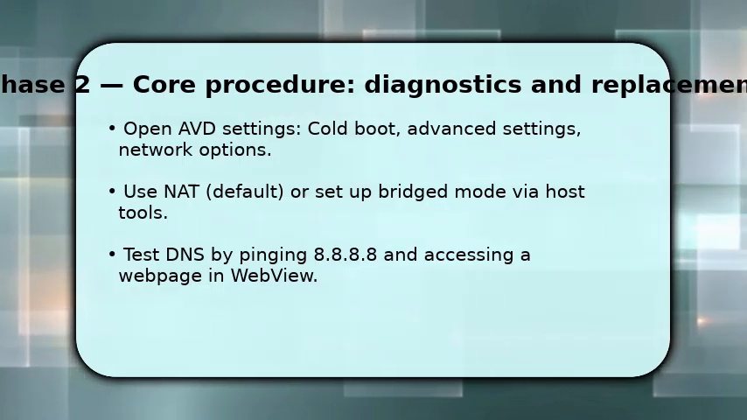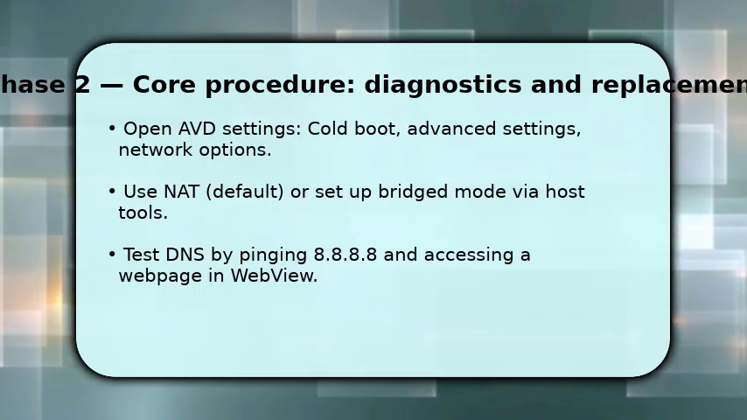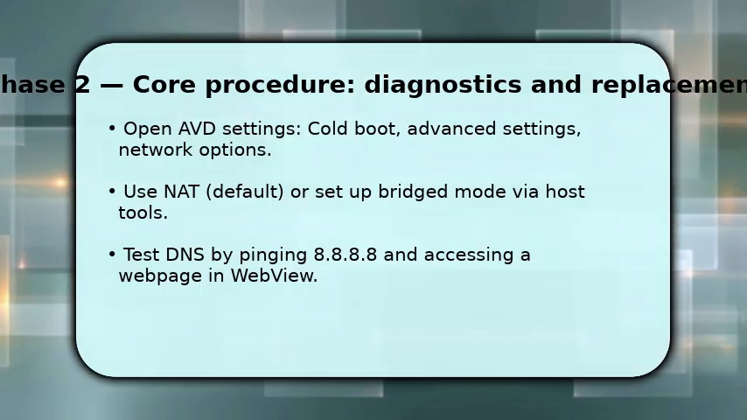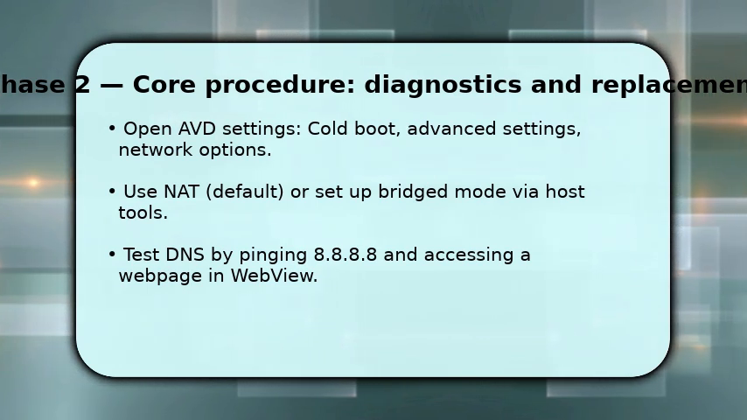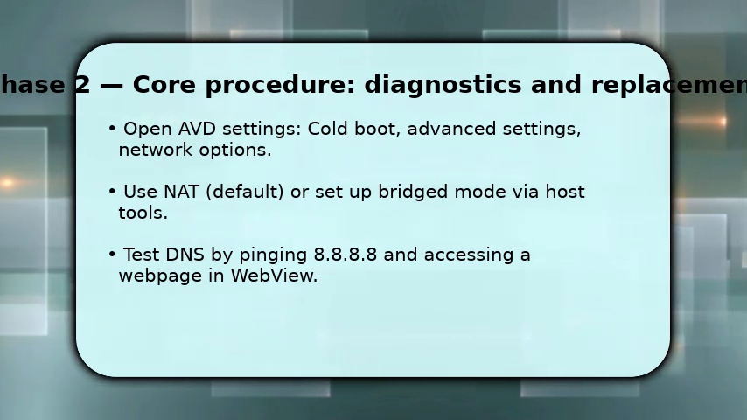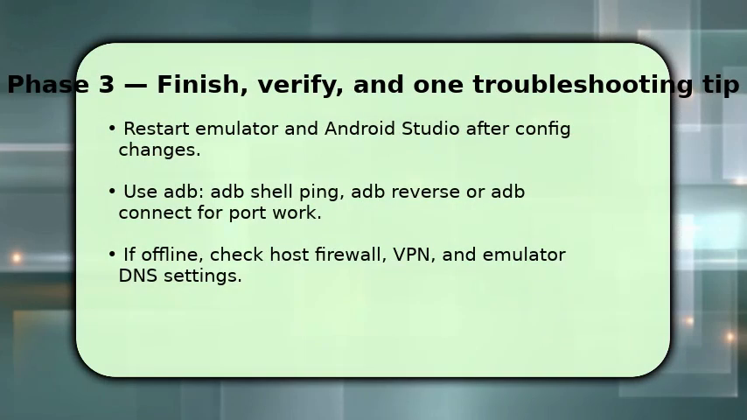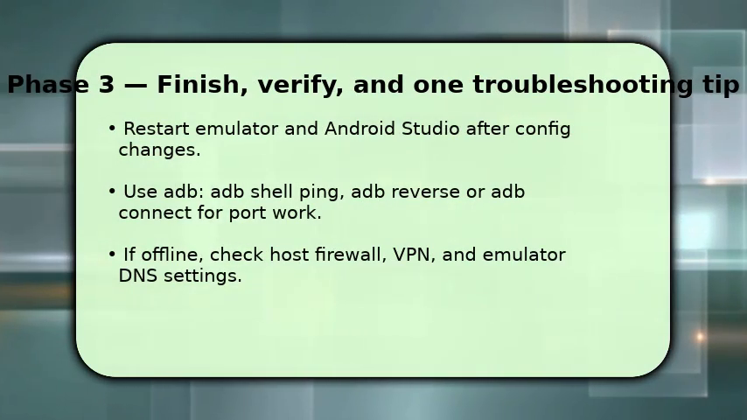Then test connectivity by pinging 8.8.8.8 or loading a URL in a simple web view to confirm DNS and routing are functional. To finish, restart the emulator and Android Studio so network settings take effect. This resolves many transient issues.